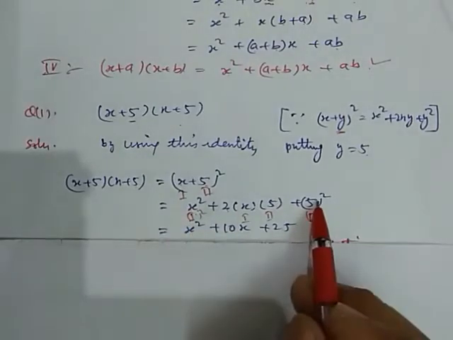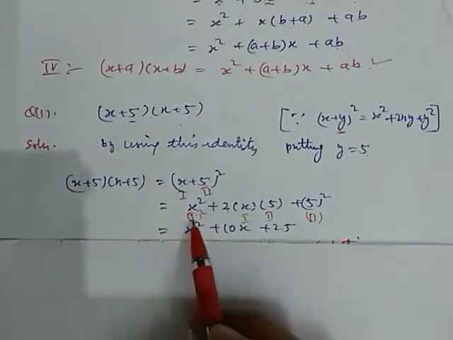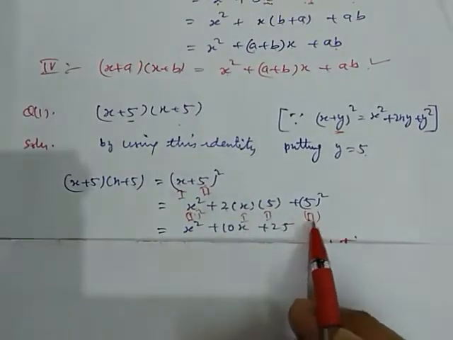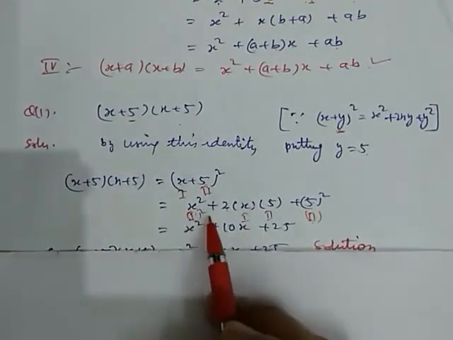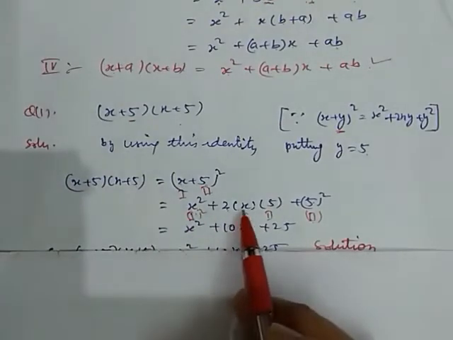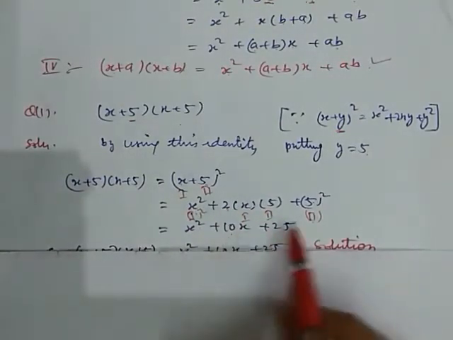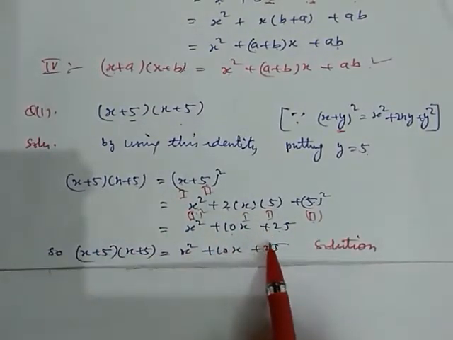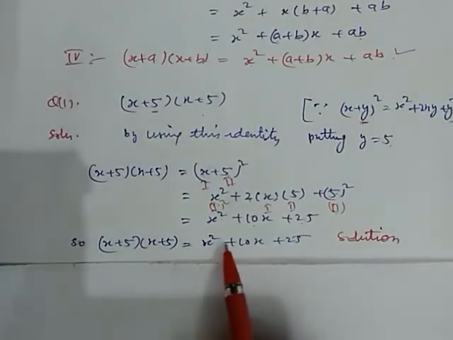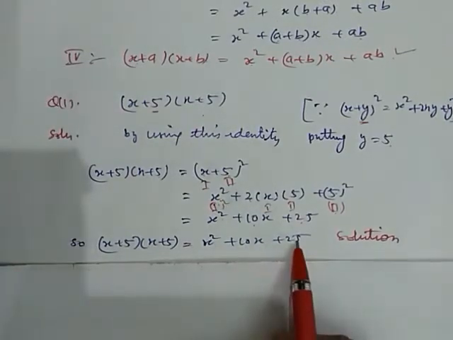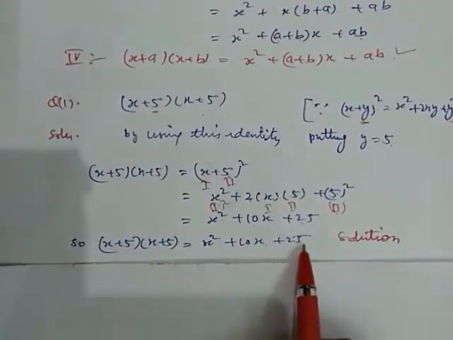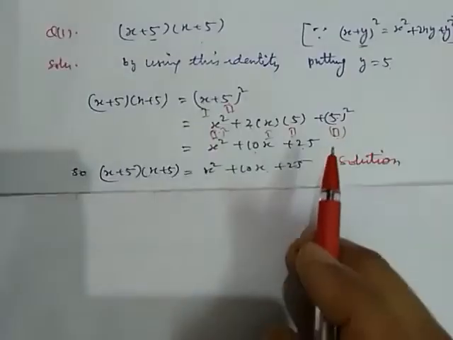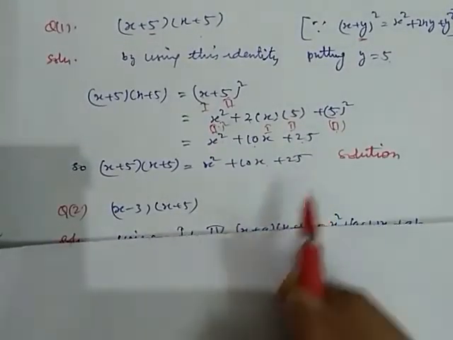By this way we can write the square of the first term, 2 into first term into second term, and second term square. Now we receive the value: x square, 2 into 5 is 10x, 5 square is 25. This is our solution. So (x plus 5) into (x plus 5) can be written as x square plus 10x plus 25. We get this with the help of this identity directly, without multiplying. Okay, now we take one more example.